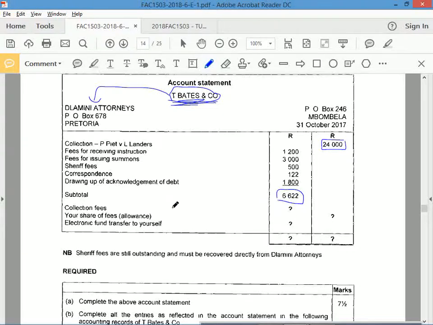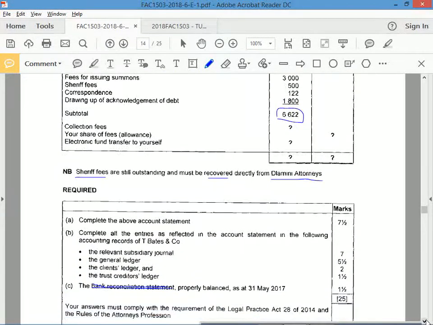Okay, so we need to remember the collection of fees needs to be split. There's your share of the fees, which is the allowance, and then you've got a transfer to yourself. Why? Because you are the instructing attorney and you have the instructed attorney, and you're going to be moving those fees. The sheriff fees are still outstanding and must be recovered directly from Glamini attorneys, meaning Glamini attorneys would be liable for paying those sheriff fees. Okay, what else did they give you? That's it. Then they said complete the above statement.